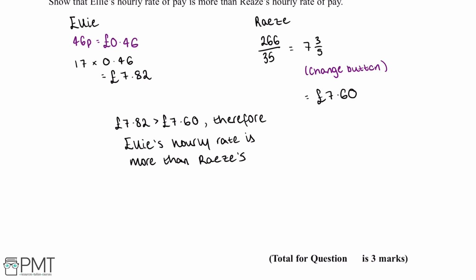So this question's worth 3 marks. We'll get 2 marks for using a suitable method to work out their hourly rates of pay, and our final mark for showing the 2 correct values.